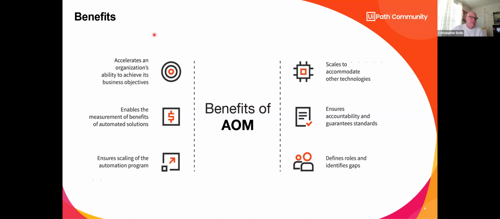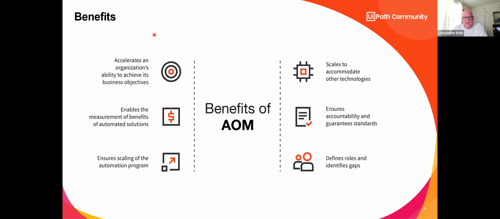The benefits are it accelerates an organization's ability to achieve our business objective. And this is going to be relative to an organization because different organizations are going to have different business objectives when it comes to automation. Some, like I've mentioned before, will want to use it to reduce costs and possibly headcount. Some want to go into other strategic areas, free up some staff to do some other initiatives. So in either of those structures or any of the many other structures, the operating model helps to accelerate that.